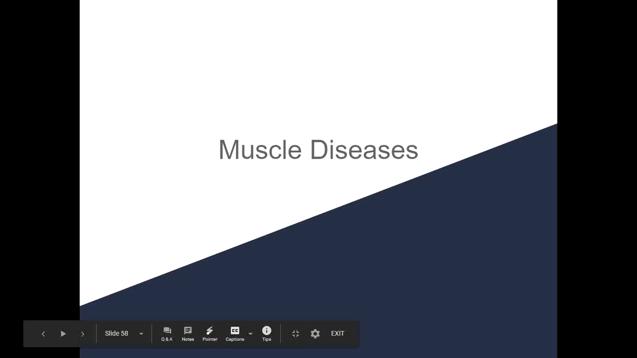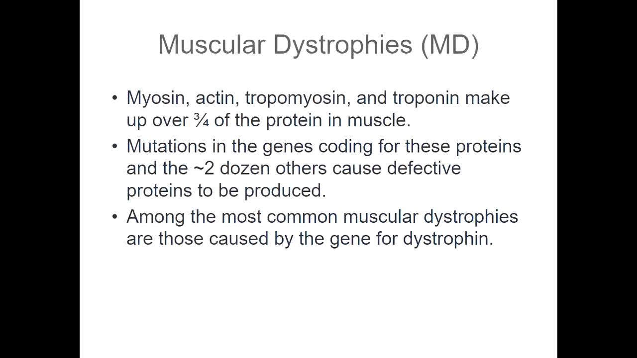So this is our last unit, our last lecture for Unit 5 on the muscular system. We're going to talk a little bit about some homeostatic imbalances that affect the muscular system through muscle diseases. So the first series of muscle diseases that I want to discuss are the muscular dystrophies, which are called MD.